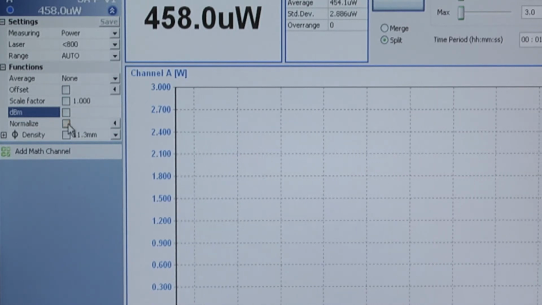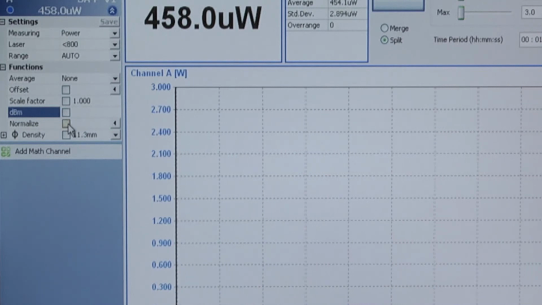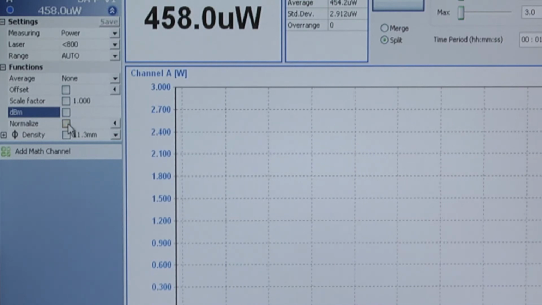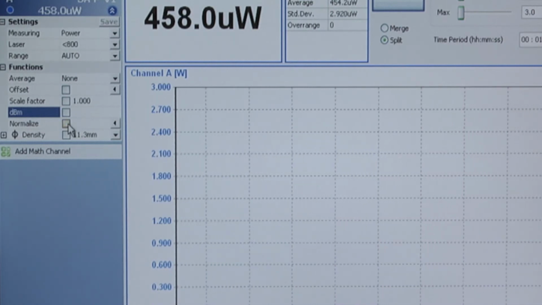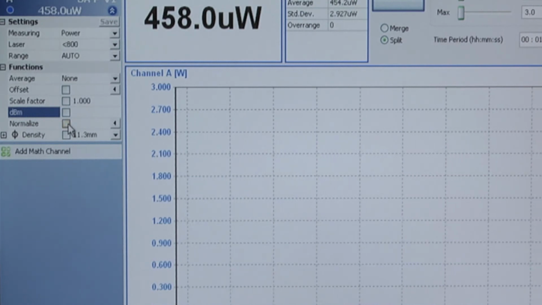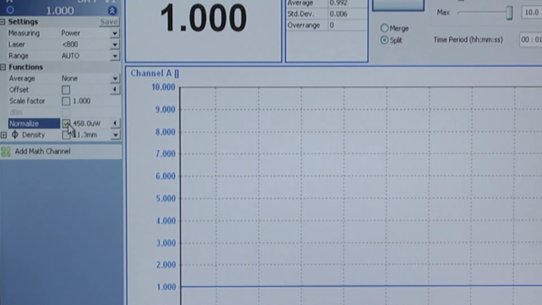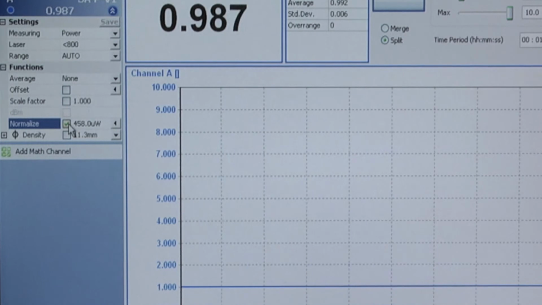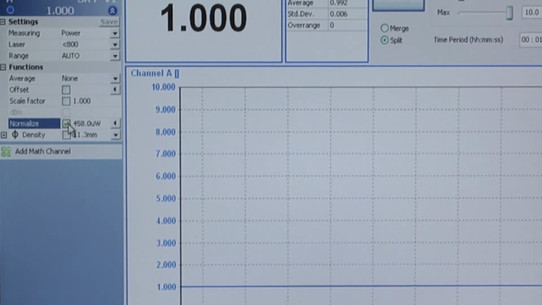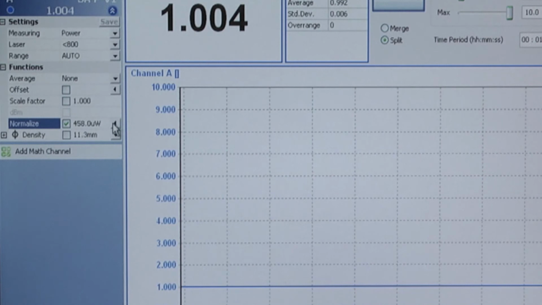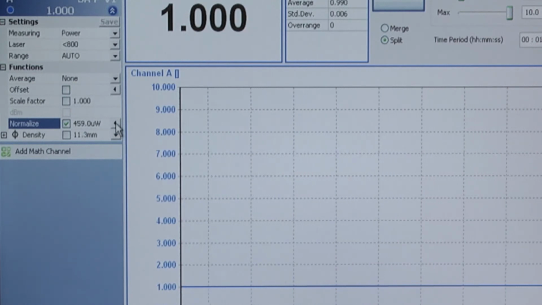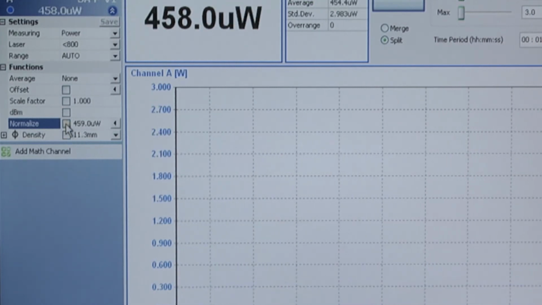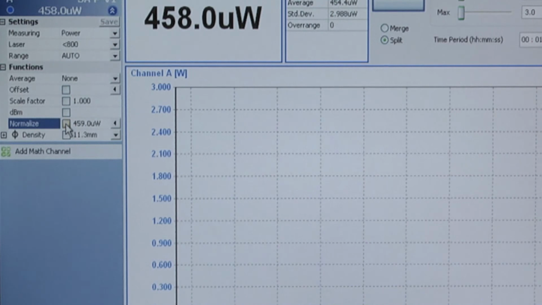The normalize function would be used in cases, again, where we need to take measurements at several different locations as a ratio of the power measured at some reference location. So for example, we could measure the power coming out of a source, select normalize, and then all subsequent measurements would be displayed as a ratio relative to the value at that reference source. Whenever we click on this arrow, we reset the reference value to what the power is at that particular moment. When we deselect normalize, we go back to measurement in absolute terms.